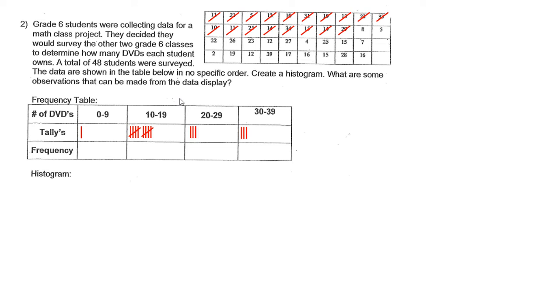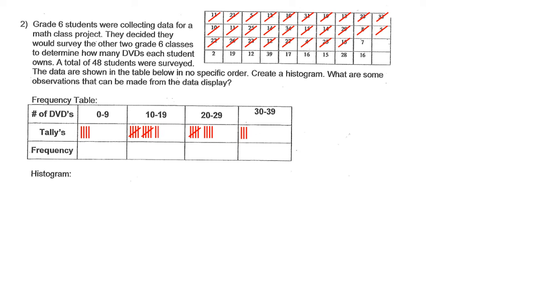Okay, 29 is in the 20 to 29. 8 is in the 0 to 9. 5 is also in the 0 to 9. 22 is in the 20 to 29. 26 is also in the 20 to 29. 23 is in there as well. 12 is in the 10 to 19. 27 is also in the 20 to 29. 4 is in the 0 to 9. 25 is in the 20 to 29.